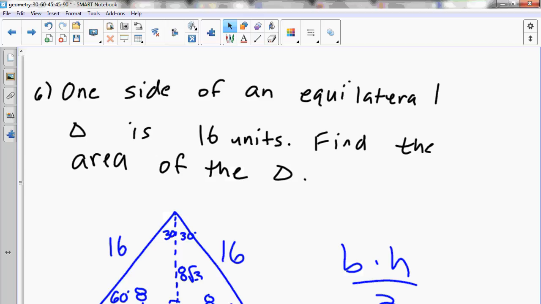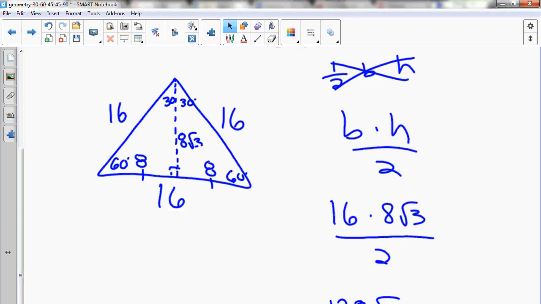over 2. Now, some people probably smarter than me said this last period. I think Emma said this last period. If you use half the base instead of 16, you could just say 8. So you would say 8 times 8 square root of 3, which would be 64 square root of 3. That was a little smarter. However, I am stuck in a rut with that formula. So, there's the work from last period.